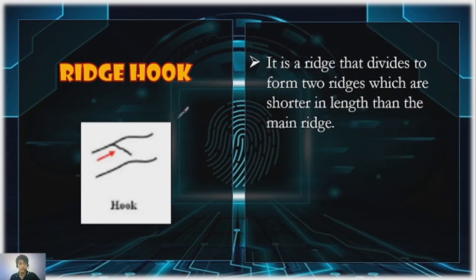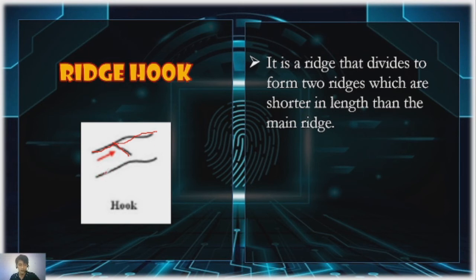And then we have here a ridge hook. We can see in some of the fingerprint patterns a ridge hook also. What does it look like? It's just a hook. So we have here a single ridge, and on that ridge there is a hook that was formed. It's like a short ridge attached to the single ridge, and we say that that is a ridge hook. So again, it's a ridge that divides to form two ridges which are shorter in length than the main ridge, and that is a ridge hook.